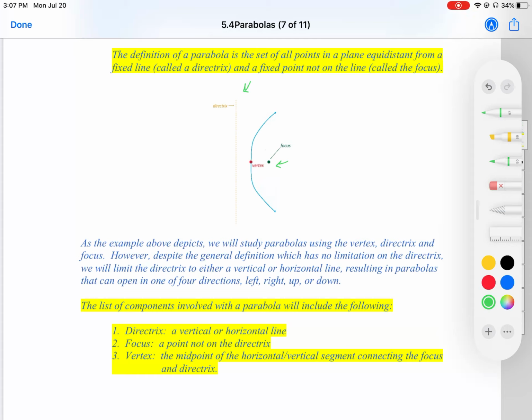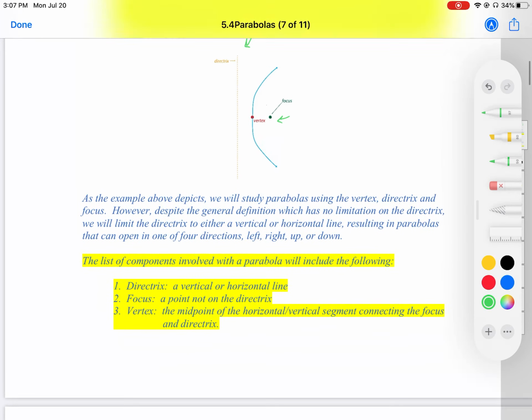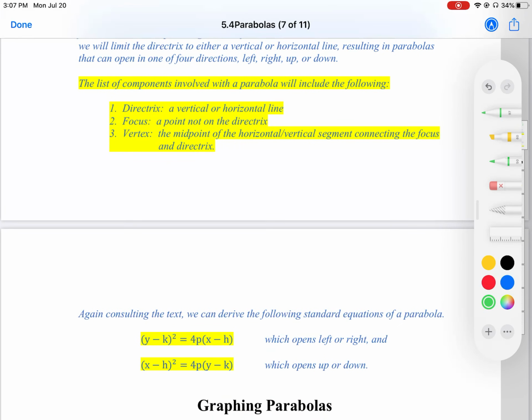As the example above depicts, we will study parabolas using the vertex, directrix, and focus. However, despite the general definition, which has no limitation on the directrix, we will limit the directrix to either a vertical or horizontal line, resulting in parabolas that can open in 4 directions: left, right, up, or down. The list of components involved with the parabola will include the following: the directrix, the focus, and the vertex.